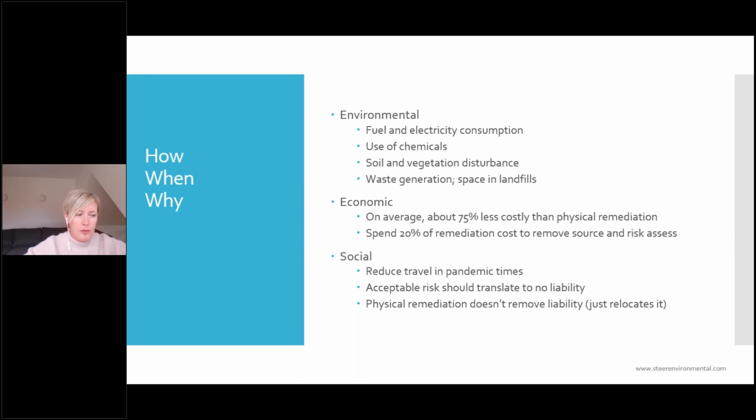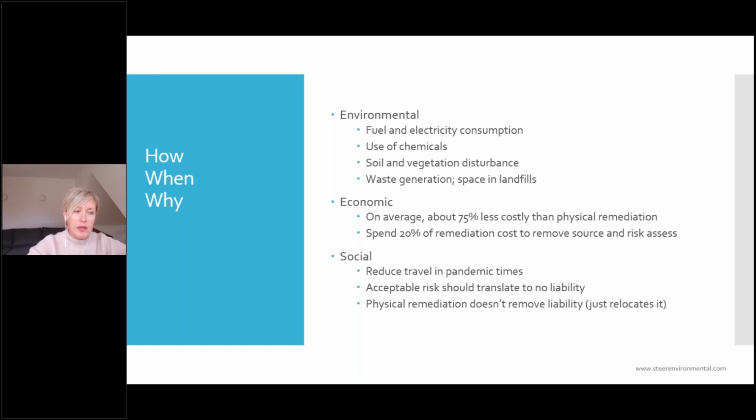When we look at the three pillars, the environmental component needs to consider the wider life cycle impacts of physical remediation. And so when we're talking about that, we're thinking about fuel and electricity consumption and greenhouse gas emissions associated with mob and demob to a site, the use of equipment on site, the transportation of soil from a site to a disposal or a treatment facility. We think about the use of chemicals in some forms of remediation, the soil and vegetation disturbance, and I think something like 9 of the UN Sustainable Development Goals are tied to soil management and maintenance, and then waste generation. And of course, the big part of this is the space taken up in landfills by contaminated soil.